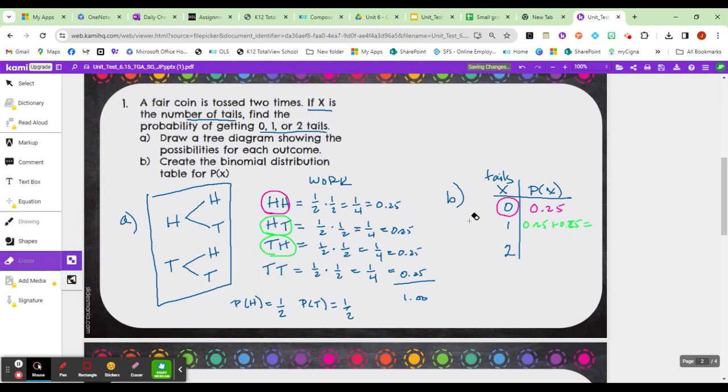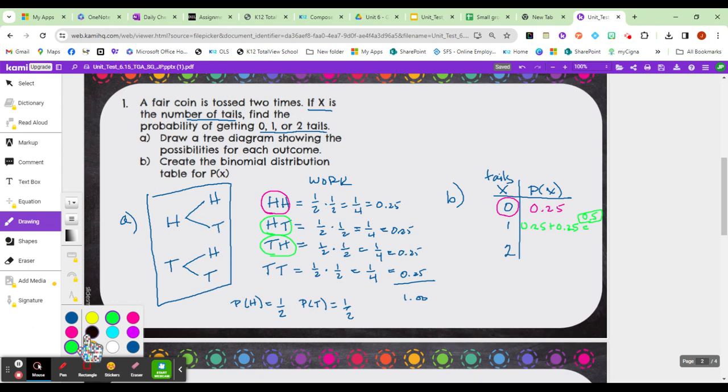Let me try to make that a little bit clearer. Trying to write smaller, which makes it harder. Because I have 2 combinations that are 0.25, you're going to add those. So 0.25 plus 0.25 is 0.5. So the probability of getting 1 head is 0.5. Just want to show you that you had to add those 2.